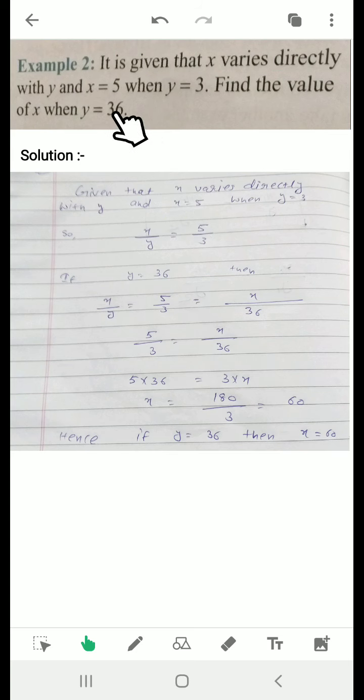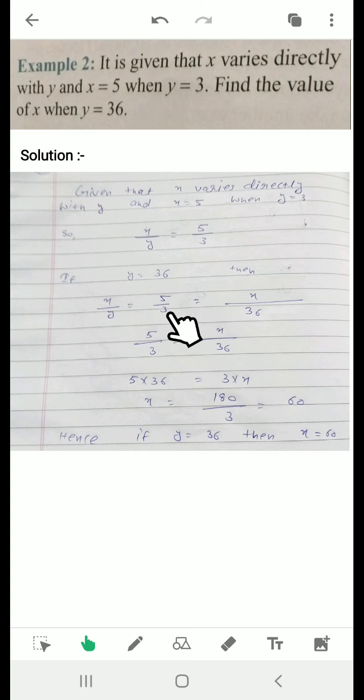In the next case, y is given as 36. Now place the value of y in the place of y. If y is 36, I can write 36 there. So x upon y, equal to 5 upon 3, is equal to x upon 36. Now what is the value of x here? I don't know. So again I will take 5 upon 3 is equal to x upon 36.